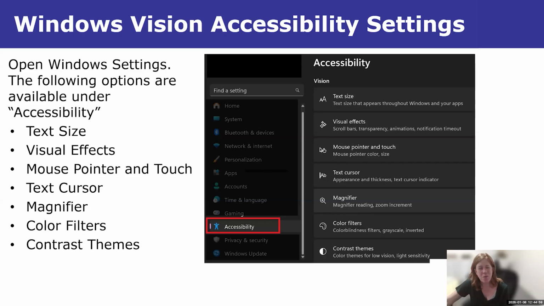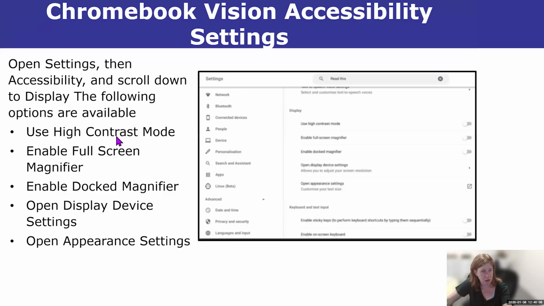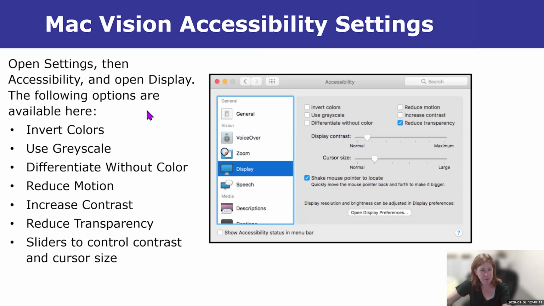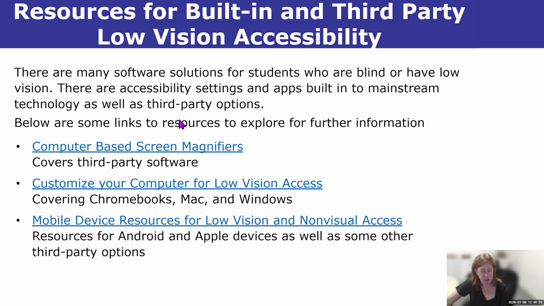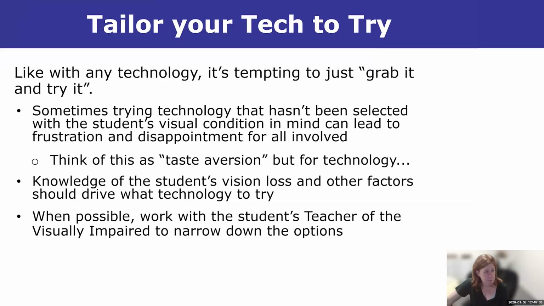Okay. Coming back to the Windows Vision accessibility settings, this is how you would find those. This talks a lot about where you're going to find the settings for different devices: Mac vision accessibility, Android vision accessibility, and as you can see, each screenshot is pretty much described here, iOS. And here are some resources that cover some third-party software that is not built into your device itself. Tailor your tech to try.